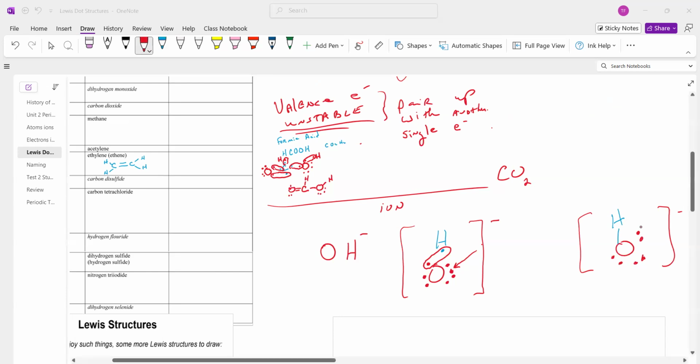For a positive ion, you would take an electron away. And this is where it gets tricky with carbon monoxide. Not an ion, and you're stuck pairing up some unbonded electrons.